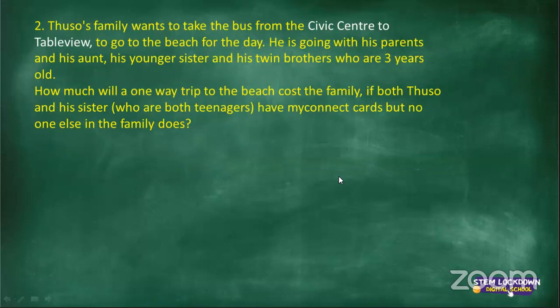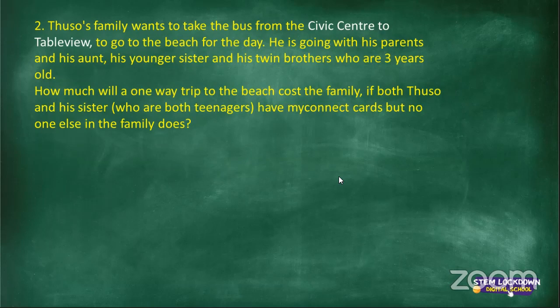Question 2. Thuso's family wants to take the bus from the Civic Centre to Tableview. I've highlighted there so you can take note of the places. The family will be moving from Civic Centre to Tableview to go to the beach for the day. So the beach is in Tableview, ne? So from Civic Centre to Tableview where there's a beach.